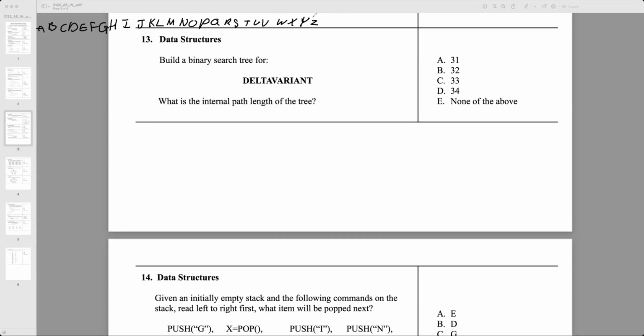Okay. Now that you wrote the alphabet, let's start. So how to build a binary search tree? We're going to go in order. We'll start with the first letter, D. We're going to start with D, and then we have E, right? We're going to branch out. Is D before or after E? It's after A, B, C, D, E. So we write E here.